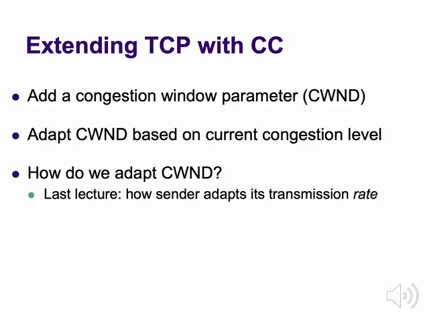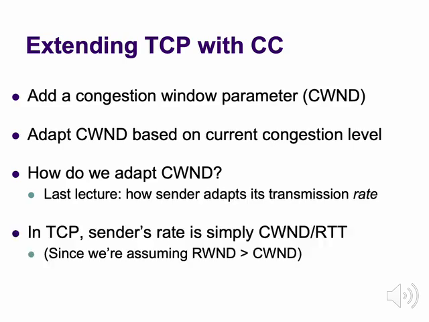If you recall from last lecture, we were talking about the sender adapting its transmission rate. Right? So we said when you additively increase, then you increase your rate. When you multiplicatively decrease, you decrease your rate. Okay. And so what is that rate and how does TCP do it? In TCP, the sender's rate is simply the congestion window divided by the round trip time. Right. This should, I hope, make sense. And again, this is ignoring the receiver window.